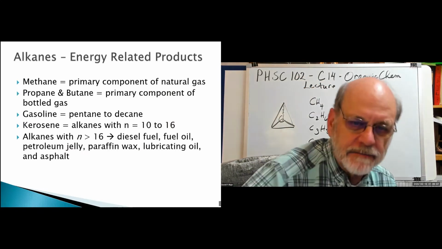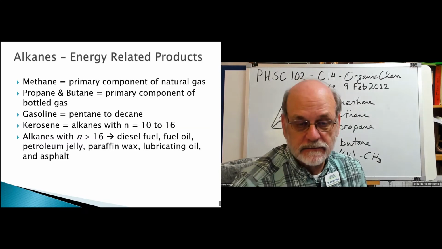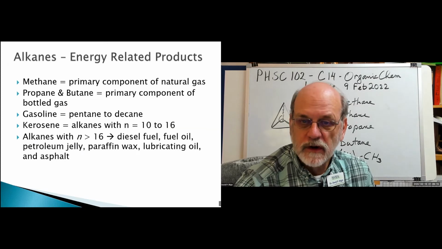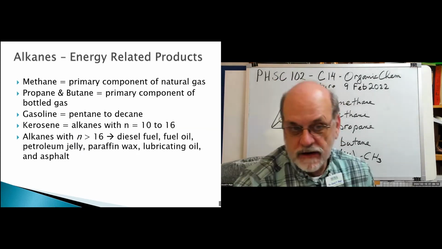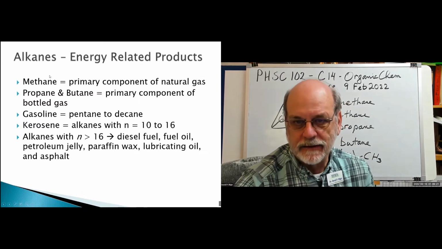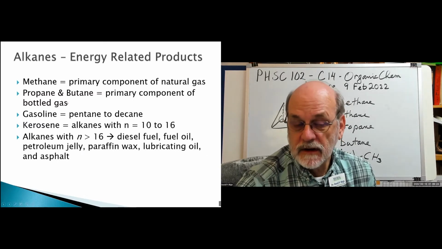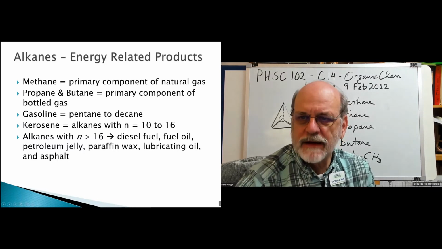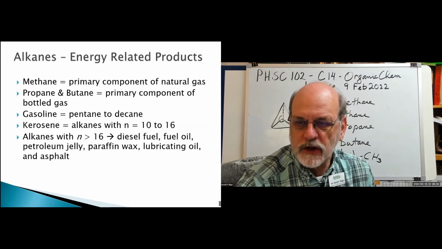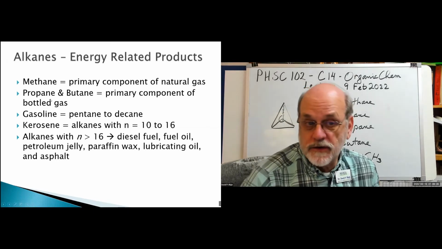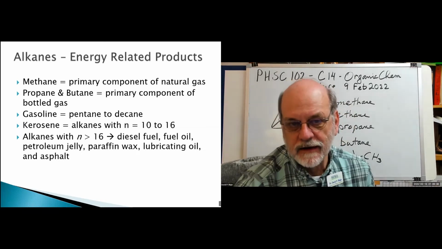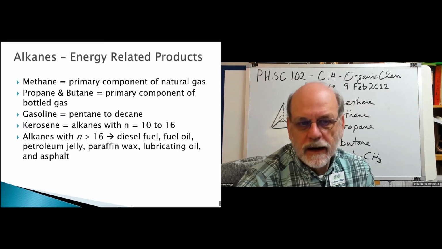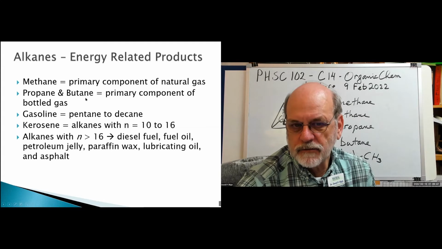Okay, where do we find these things? Well, natural gas is methane, right? If you heat your home with gas, or if you cook with gas in your stove, or your water heater is gas, natural gas is predominantly methane. Propane and butane both come bottled. Propane, most people have the 20-pound tanks for their barbecues. Some homes are heated with propane, and they'll have bigger tanks outside that are periodically filled by the vendor.